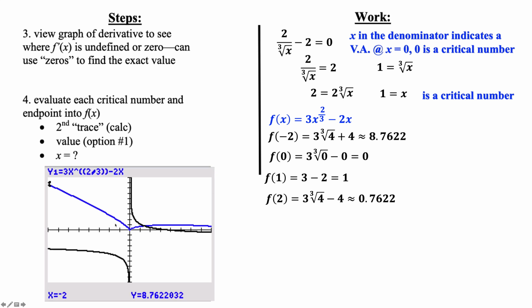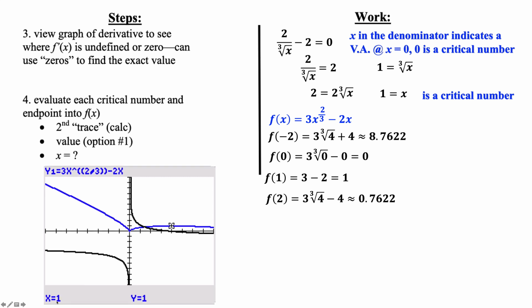In your calculator, all you have to do is hit the trace button and make sure that you're in y1, the original function, and you can type in -2 and it gives you the y value. Type in the 0, it gives you the 0 value. Type in the 1, gives you the 1. So there's my local max at 1, 1. Type in the 2, and there's that 0.7622.